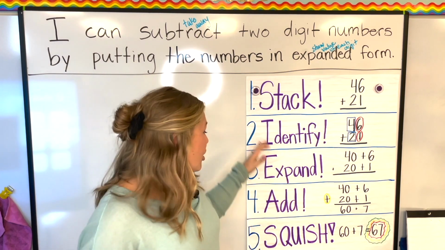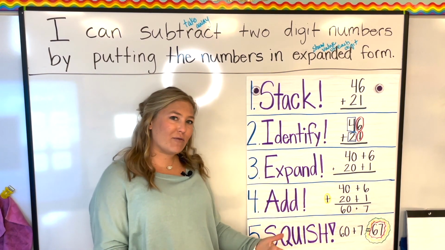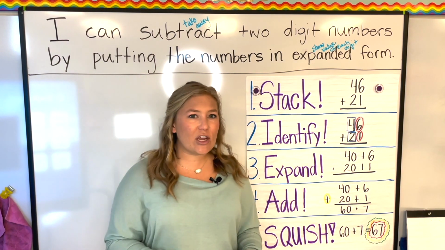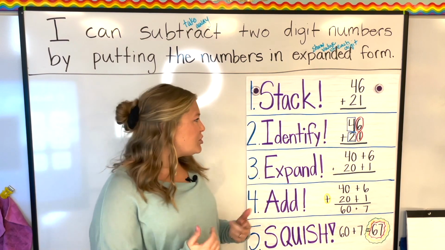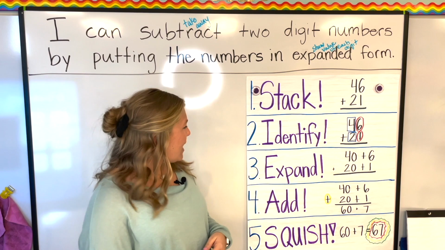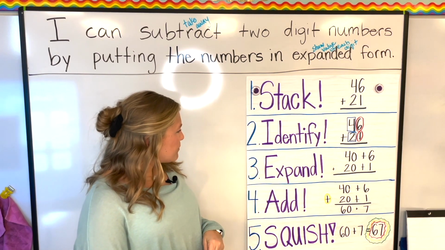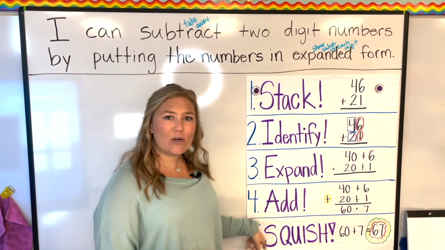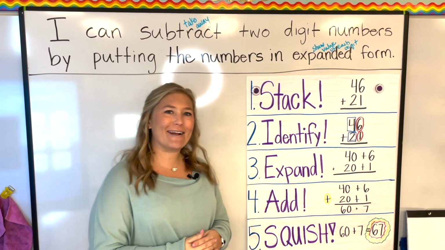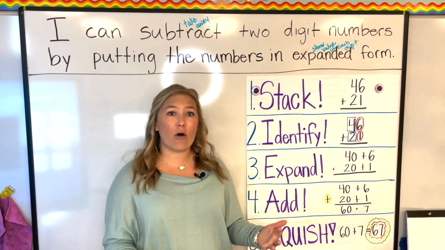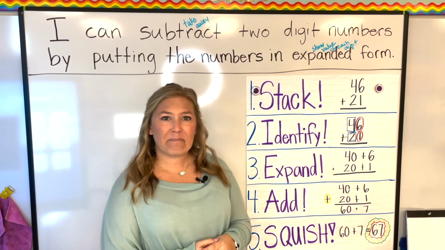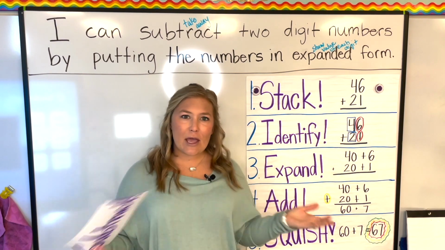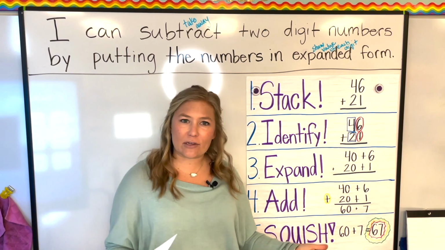All right, this chart has helped us with our expanded form addition. It's going to help us today with our expanded form subtraction as well. But we do need to change one step. Which step do you think we should change? We have number 1, stack. Number 2, identify. Number 3, expand. Number 4, add. Or number 5, squish. That super mathematical term, right? Which one do we need to change to help go with our I can statement today? That's right, we need to get rid of that word add, and we need to change it to subtract. If we're going to take away, we can't be adding in our step, right?